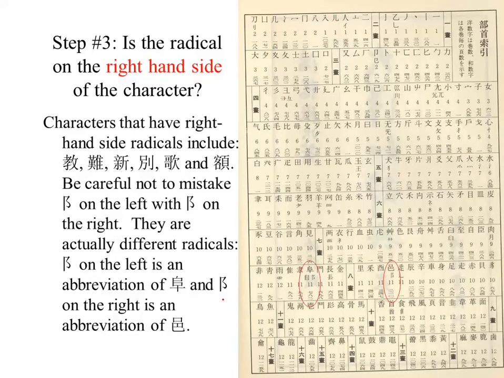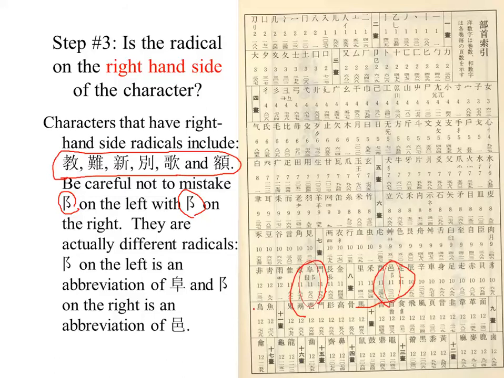Step 3, you should ask yourself, is the radical on the right-hand side of the character? So not the left, but the right. And here are some common right-hand side radicals. A warning that I'll give you right now is that it's really easy to mistake this with this. In their abbreviated forms, they look downright identical, but they're not actually. And I've circled them over here on the chart.